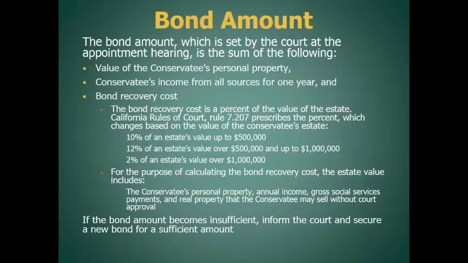The bond amount is the sum of the following: the value of the conservatee's personal property, the conservatee's income from all sources for 1 year, and the bond recovery cost as prescribed in California Rules of Court. The cost of bond recovery is a specified percent of the value of the estate, and that percent changes as the value of the estate increases.